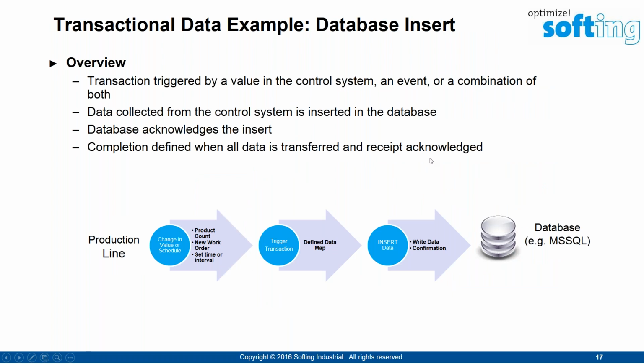And a database insert, very simple. You need a trigger to activate the data transfer. It can be a PLC value, an event, which could be a time event or a PLC condition, or a combination of both. Once the trigger is active, the data is collected from the control system and inserted into the database. The database acknowledges receiving the data, and the transaction is then completed.